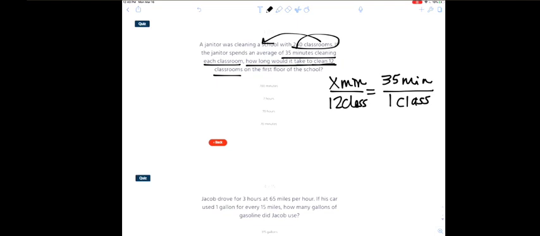But the question is not asking us for the time for the entire school. It's asking for just the first 12 on the first floor. So this is extra information. Okay? So let's cross multiply. X times 1 is X. And 12 times 35, let's do it over here.